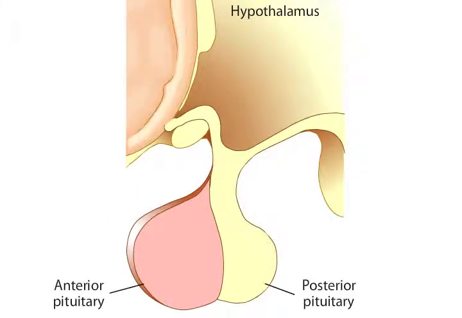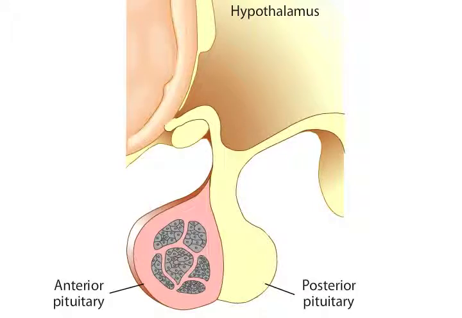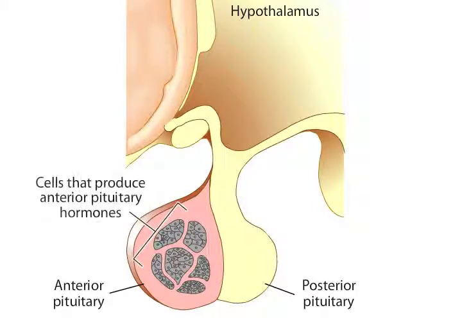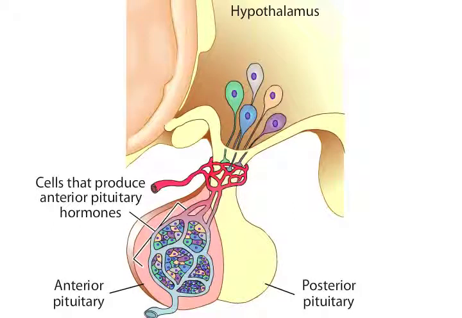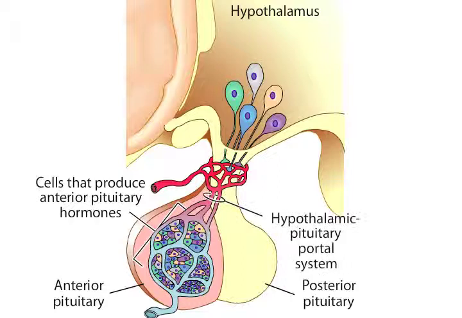Unlike the posterior pituitary, the anterior pituitary consists of glandular tissue. The gland consists of numerous cell types, which specialize in making and releasing specific hormones. However, these hormones are only released, or in some cases inhibited from being released, in response to hypothalamic hormones. An elaborate web of capillaries called the hypothalamic pituitary portal system connect the glandular cells with neurons from the hypothalamus.